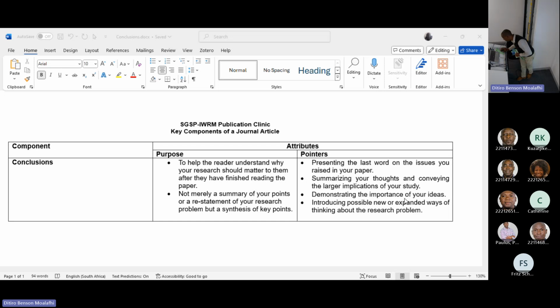Demonstrate the importance of ideas, introduce possible new or expanded ways of thinking about the research problem, because now you are talking, you are well informed, and you have taken from the research wheel from this step to this. Now you are saying, I've pushed it to this. These are the potential opportunities of advancing this, because I've contributed 1, 2, 3 from here to here. This is how it should be. Let it not appear like you are still standing where you picked it. You didn't do anything.